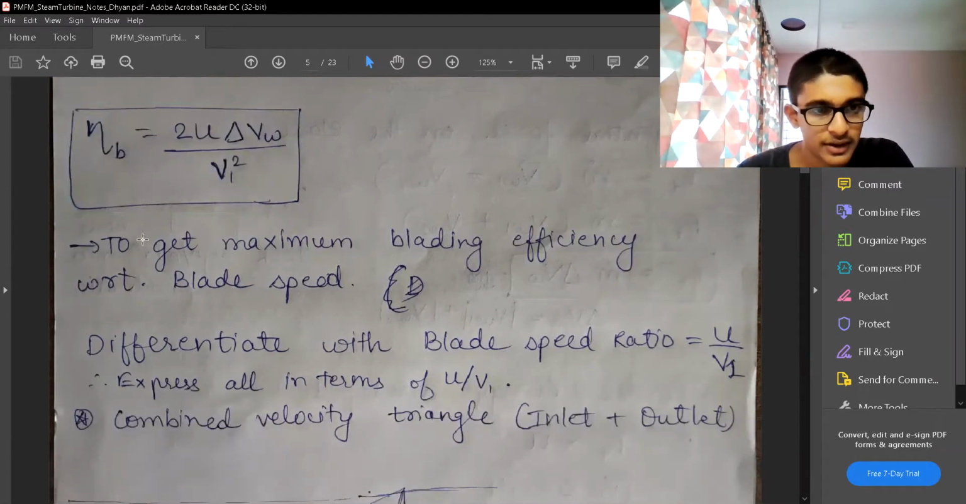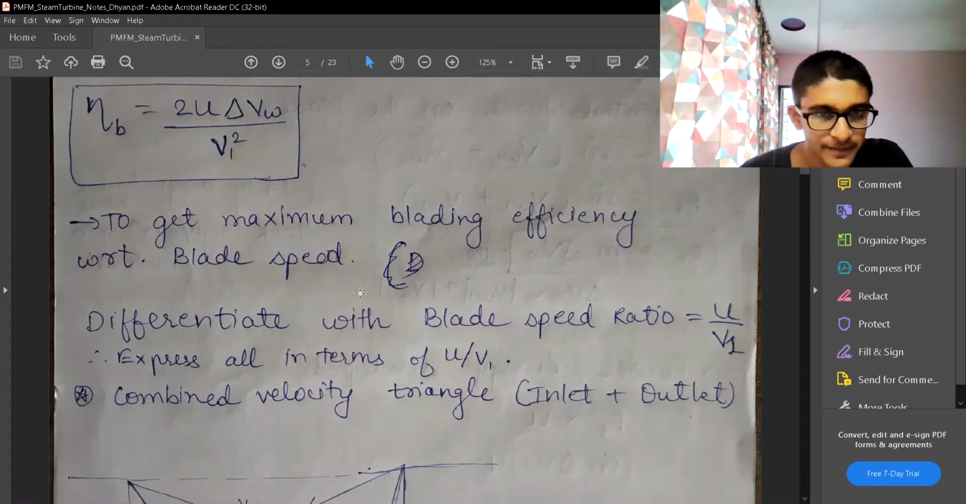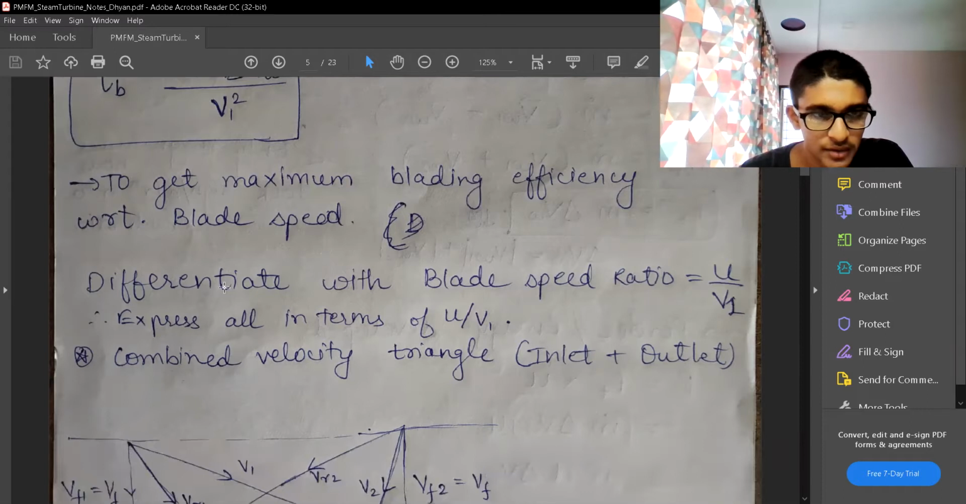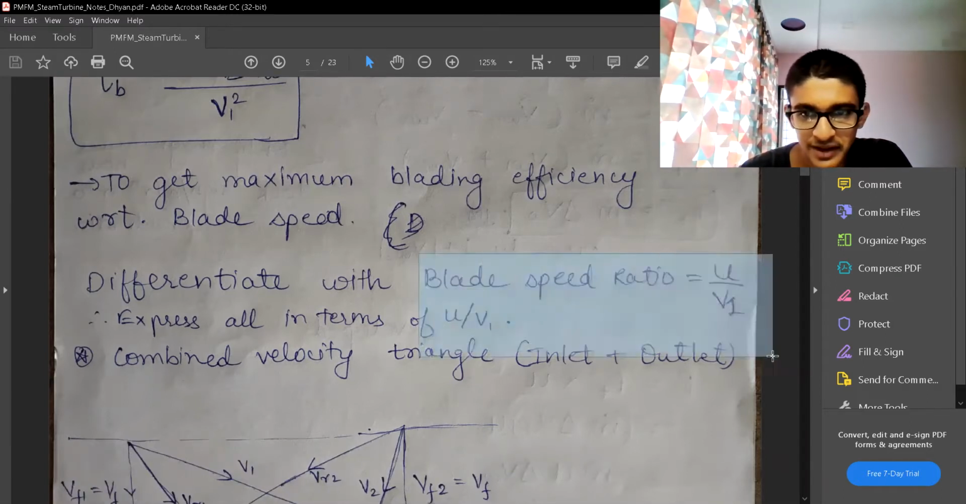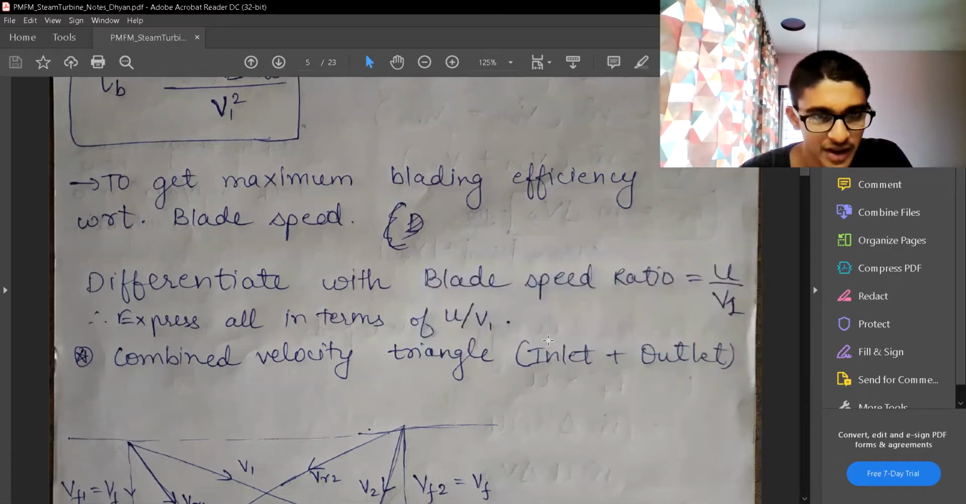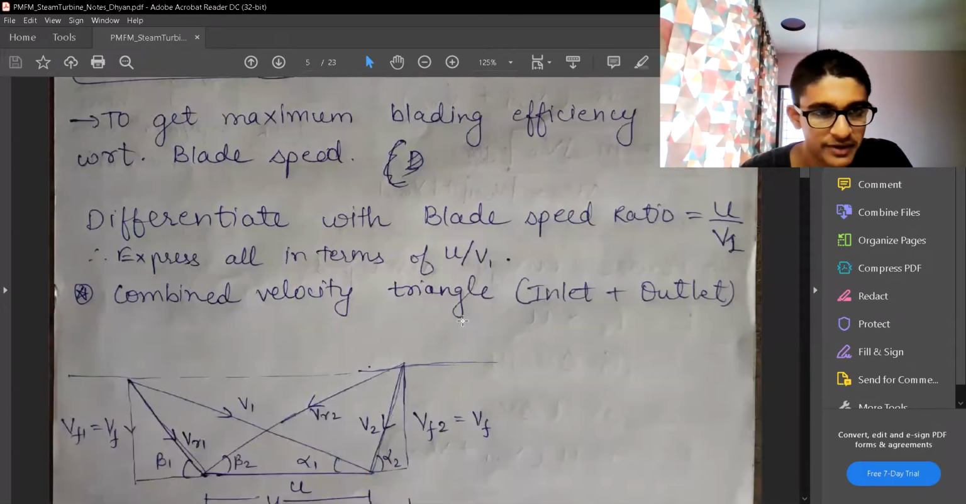Now we want to get an expression to get maximum blading efficiency with respect to blade speed. So blade speed is u, but let's define another ratio, which is blade speed ratio, which is u by v1. And now we'll express the efficiency in terms of u by v1.